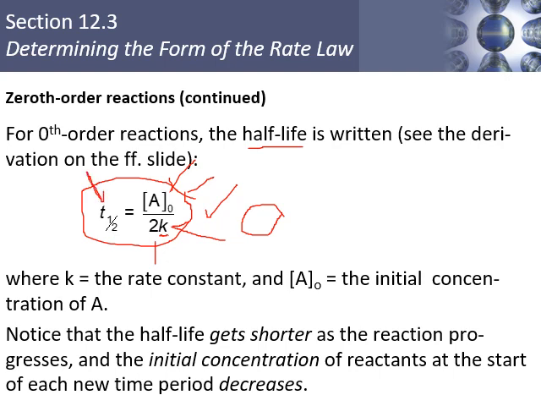Now for zero order reactions, well, let's wait and talk about that later. All right, notice here that as time goes by, A0 is going to get smaller and smaller. Every time you have another half-life, you're going to have half as much A0 as you had before. So the half-life will also get smaller. That's something you could see on a test. For zero order reactions, as time goes by, the half-life gets shorter.